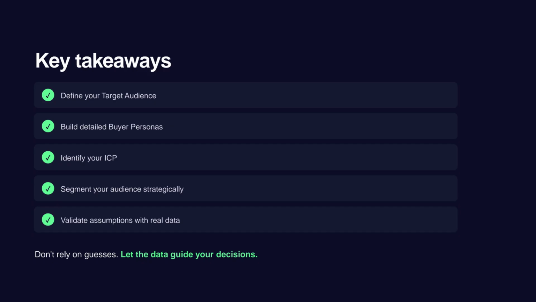And that's it. Define your target audience, buyer persona, and ICP. Break your audience into clear categories. And most importantly, use real data to make effective decisions.